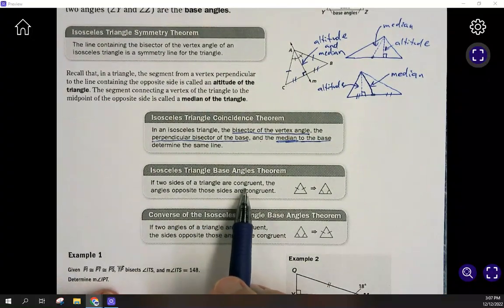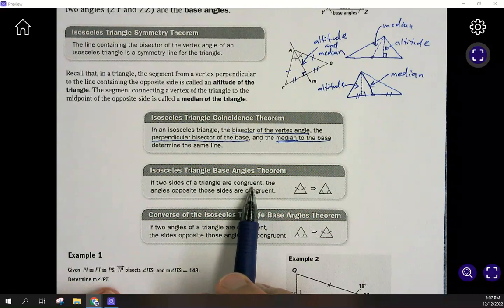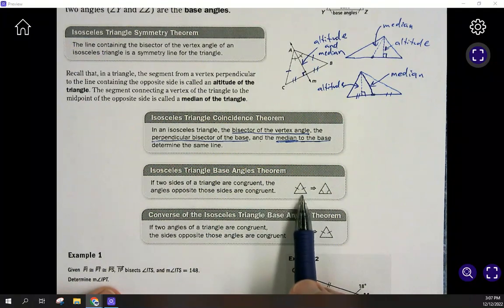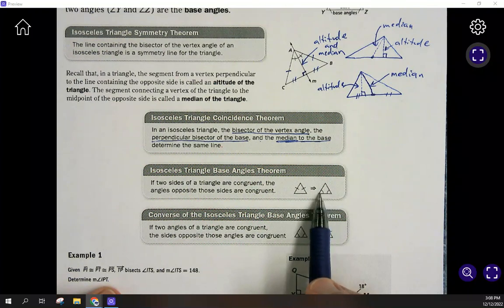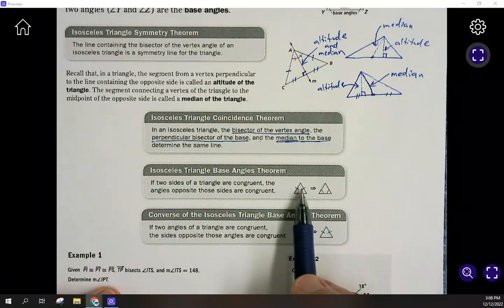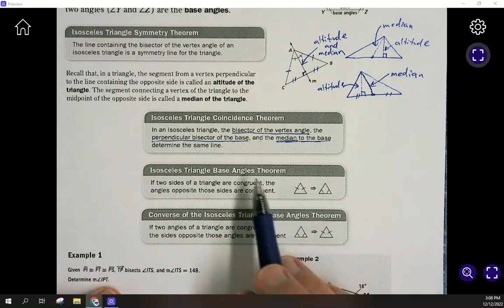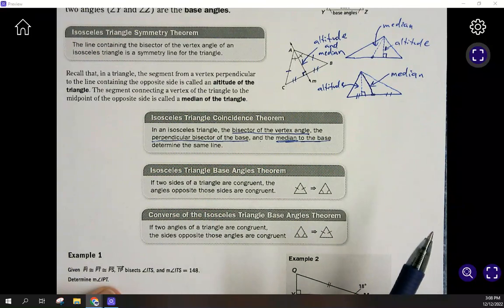Now, I already touched on these two as well. If two sides of a triangle are congruent, it's an isosceles triangle. But more than that, we know that the angles opposite those sides are congruent. So you can see in the picture, you've got your two sides. Remember, you've got your vertex up top. The two base angles are equal. So as soon as you see two congruent sides, you know there's two congruent angles. That's your triangle base angles theorem.